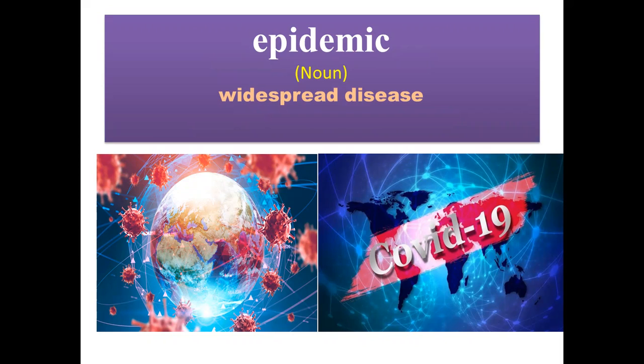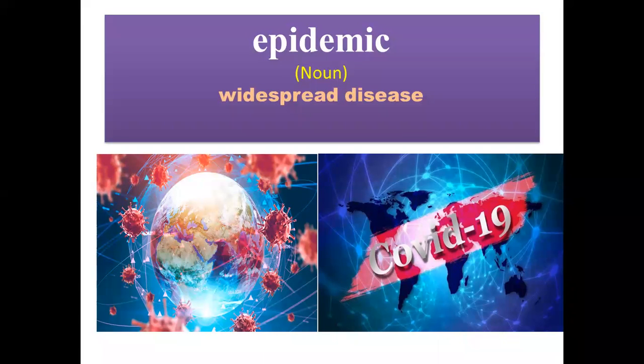So there was nothing better than showing you the picture of COVID-19 as it's surrounding. As you can see, corona surrounding the entire globe, entire planet, Earth. So that's called epidemic. Epidemic is a widespread disease. It's a noun. But remember, now you might get confused between epidemic and communicable.